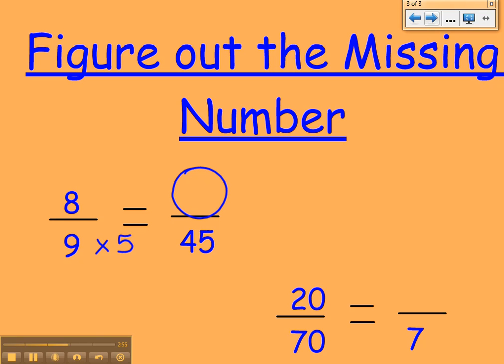This time you don't get to pick, it's telling you which equivalent fraction to use. It's telling you to multiply by 5. Whatever I do to the bottom, I have to also do to the top. So I would do 8 times 5 to figure out that 40 is my missing number.